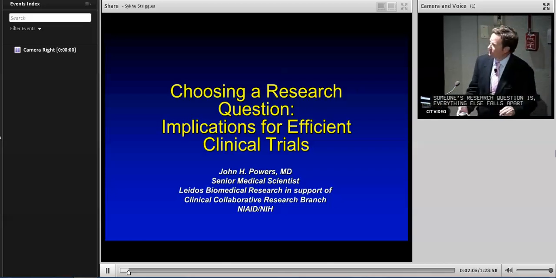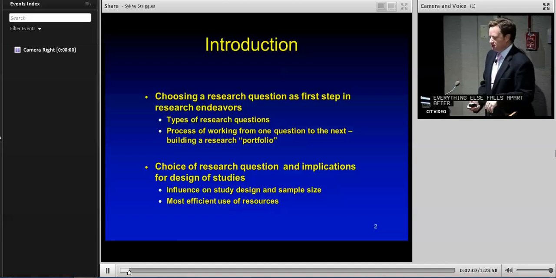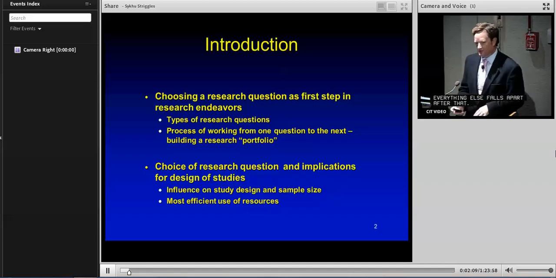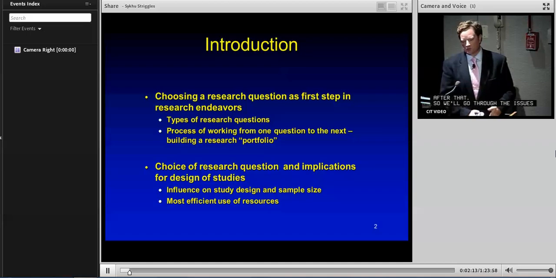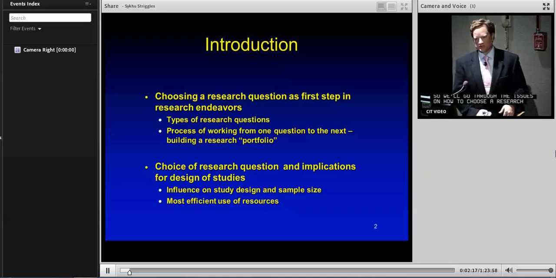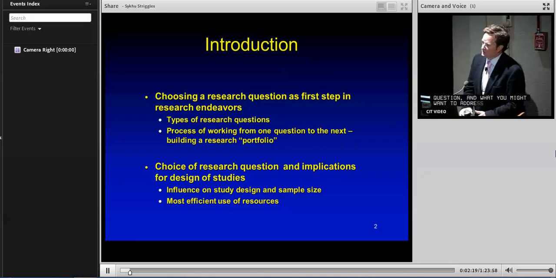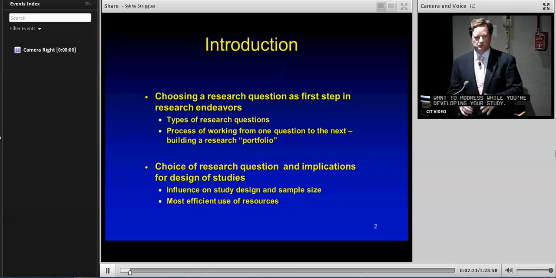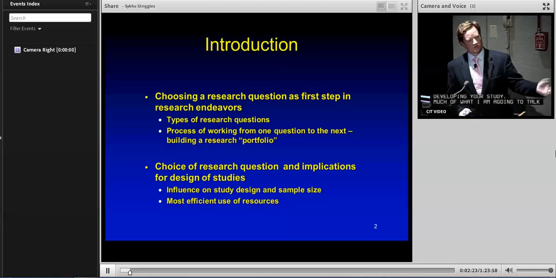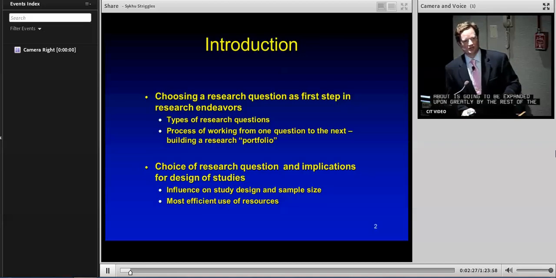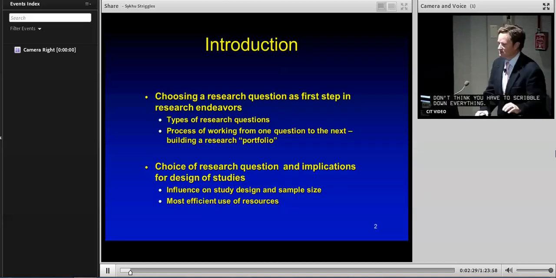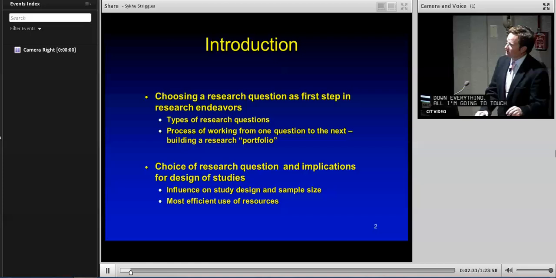So we'll go through some of the issues on how to actually choose a research question and the thought process to go through with that, and then how that in turn links to some of the questions that you might want to address while you're developing your research study. Much of what I'm going to talk about today is going to be expanded upon greatly by the rest of the speakers throughout this course. So don't think like you have to scribble down everything, because I'm just going to touch upon some of these things, which we will hear about in greater detail later.